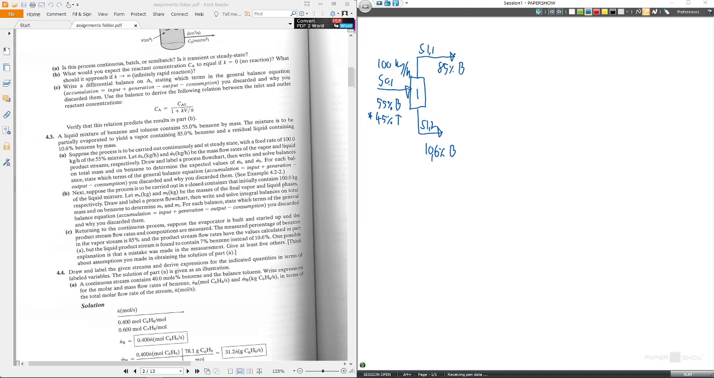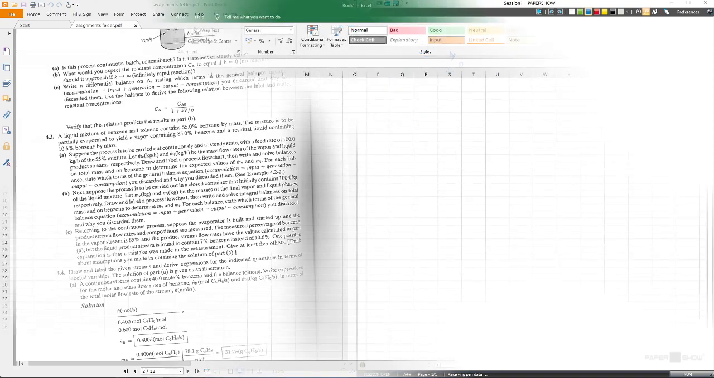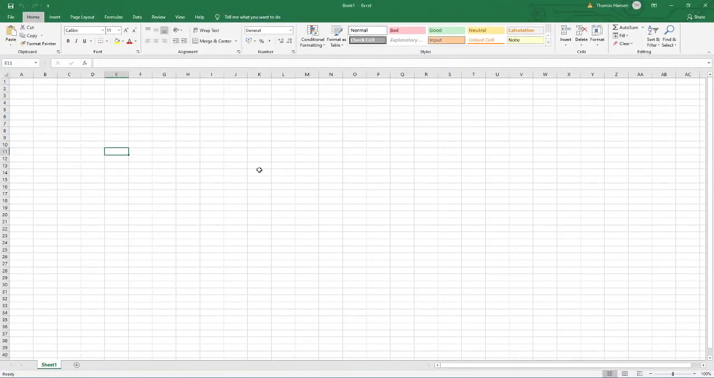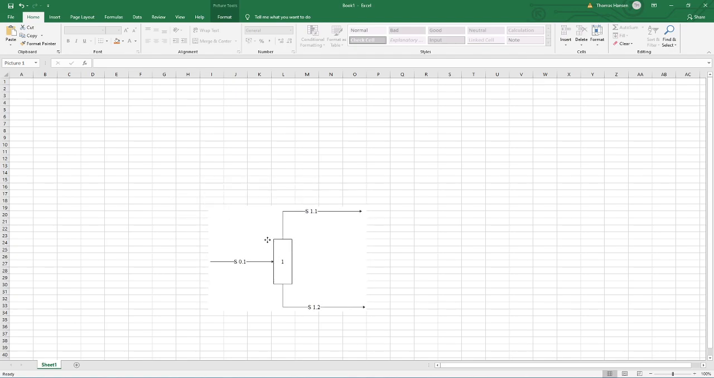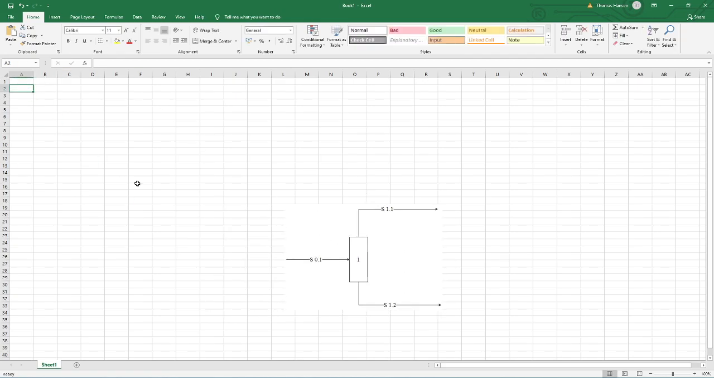Well, let me just cheat a bit. If we go to our Excel sheet, and I have cheated and drawn the same one without the extra information about our streams, but this is just so we can remember which streams are which. So we have our stream 01, our stream 11, and our stream 12. Then we have the total mass in each stream.